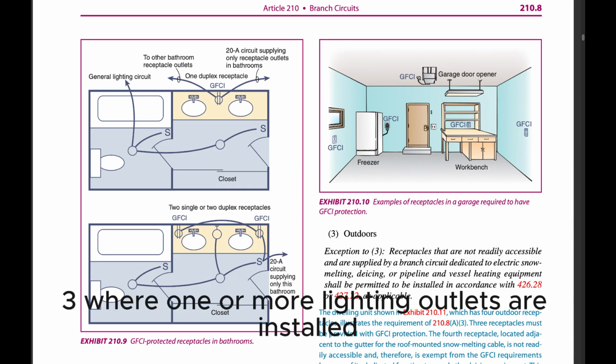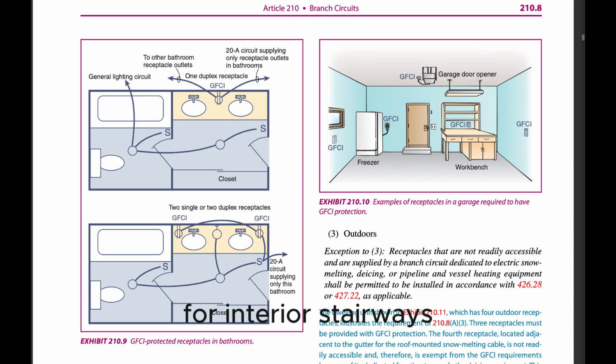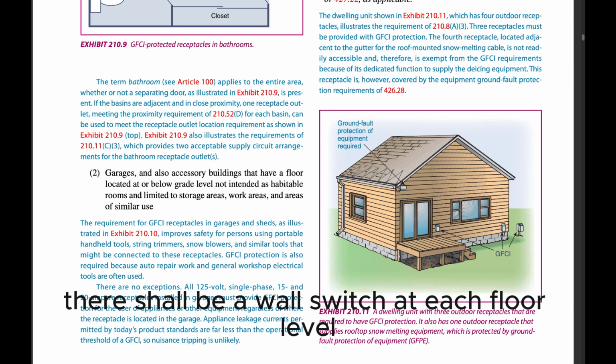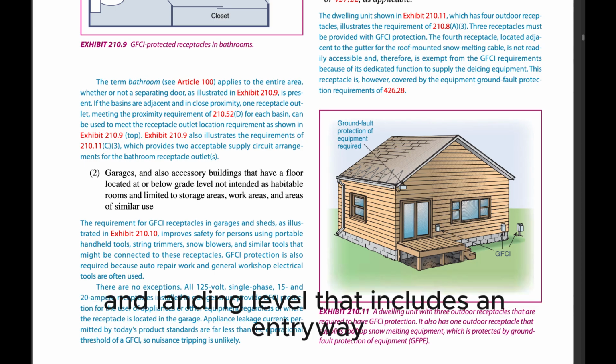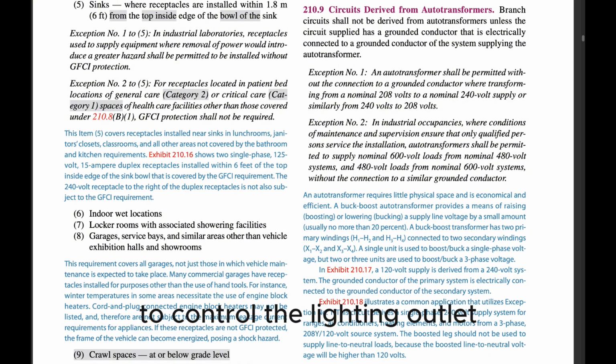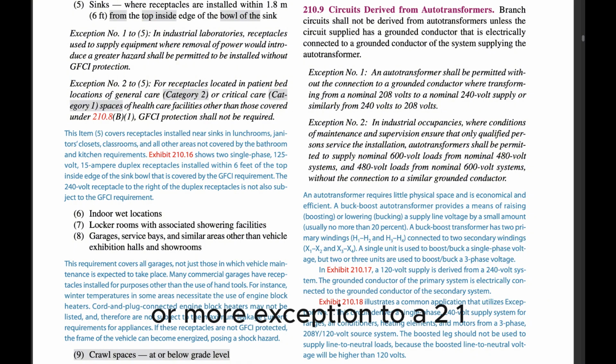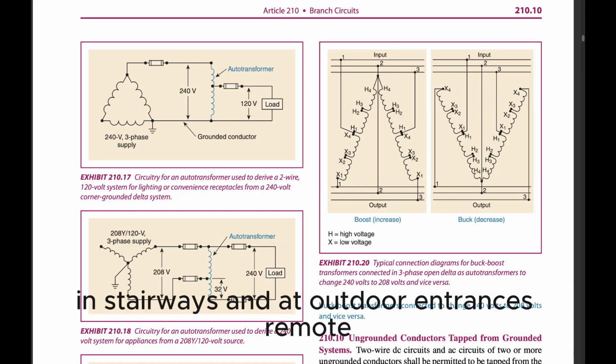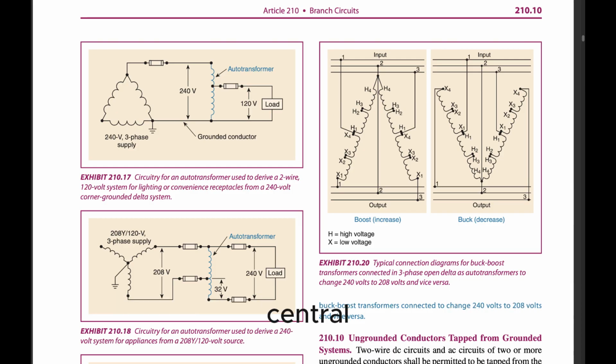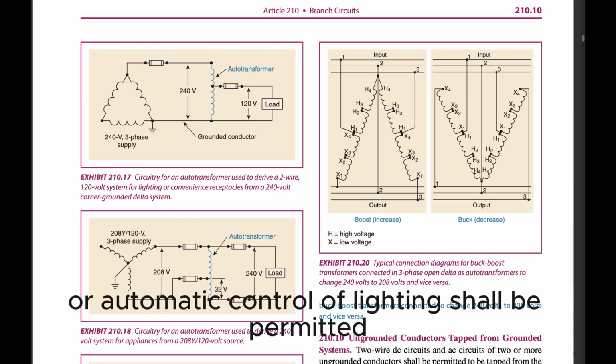(3) Where one or more lighting outlets are installed for interior stairways, there shall be a wall switch at each floor level and landing level that includes an entryway, to control the lighting outlets where the stairway between floor levels has six risers or more. Exception to (A)(2)(1), (A)(2)(2), and (A)(2)(3): in hallways, in stairways, and at outdoor entrances, remote, central, or automatic control of lighting shall be permitted.